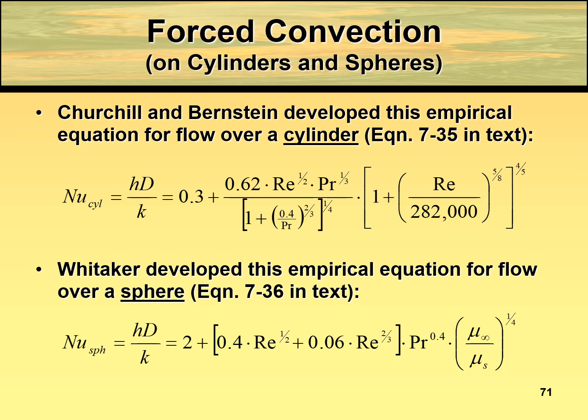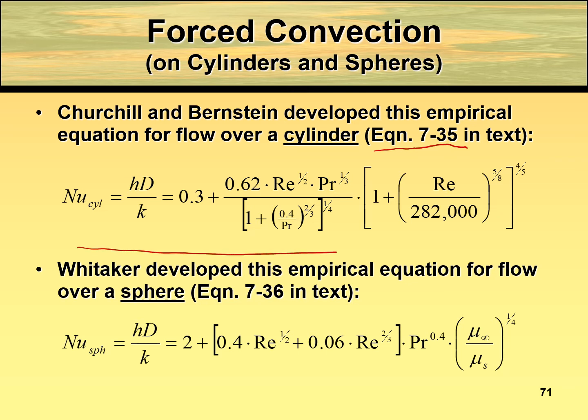So for Churchill and Bernstein, there are several researchers that have developed experimental work to define the correlations between the Nusselt number, Reynolds number, and Prandtl number. The first one is Churchill and Bernstein, which is the study on flow over a cylinder. If you refer to your textbook, it's equation 7-35. So this is referring to that equation.